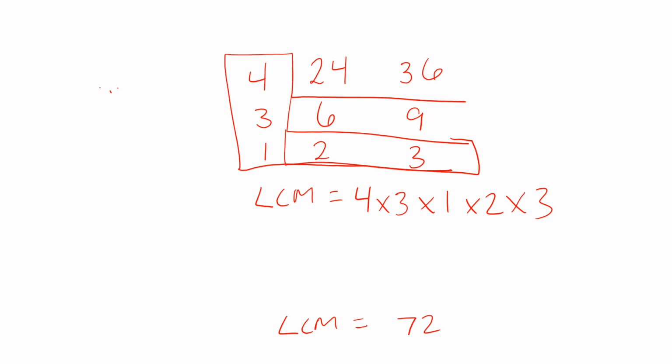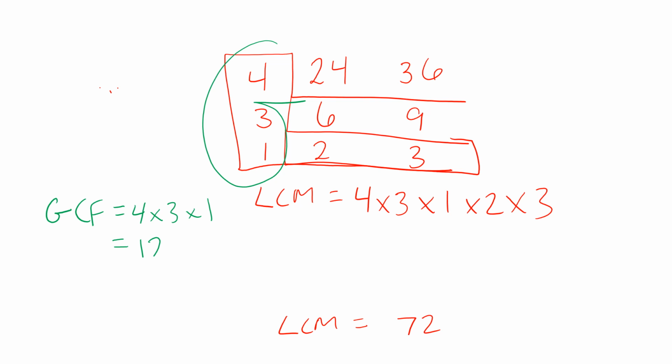Now, finally, this all comes together with a GCF. I'll put a green G there. So the GCF, the greatest common factor, is 4 times 3 times 1. 4 times 3 is 12, times 1 is 12. So that's how the ladder method gets you the LCM, right here, and the GCF, right here.